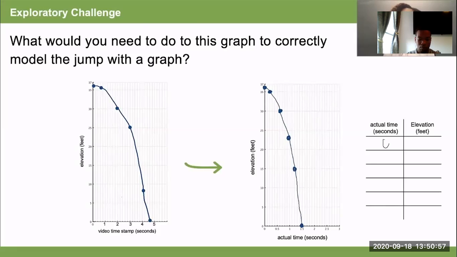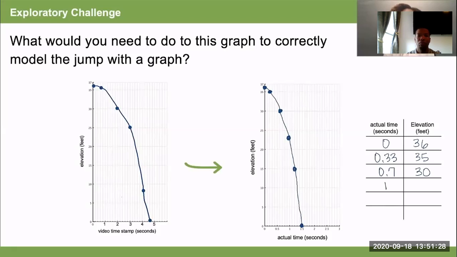I have noted that at 0 seconds, the jumper's elevation was 36 feet, the same as it was in our original graph. However, I paused the video at 33 hundredths of a second, and I noted that the jumper's elevation was 35 feet. I paused the video again at 7/10 of a second and noticed that the jumper's elevation was 30 feet.